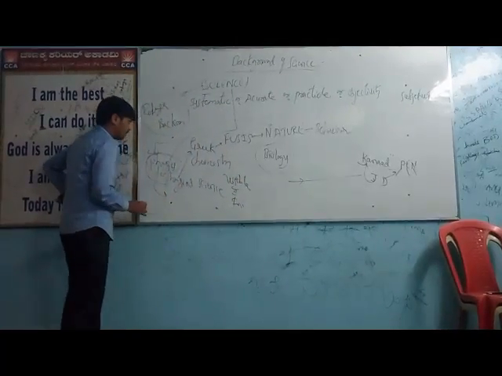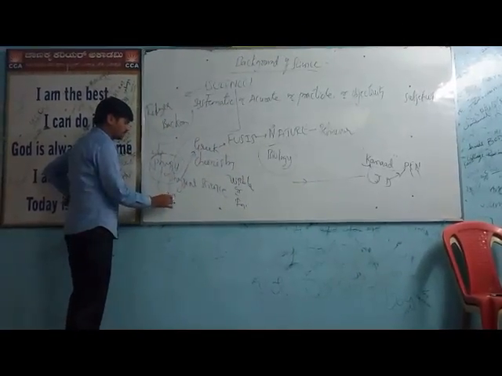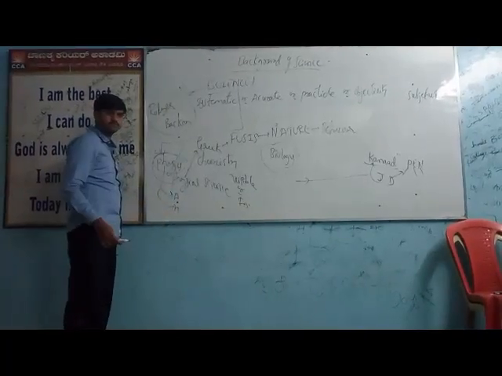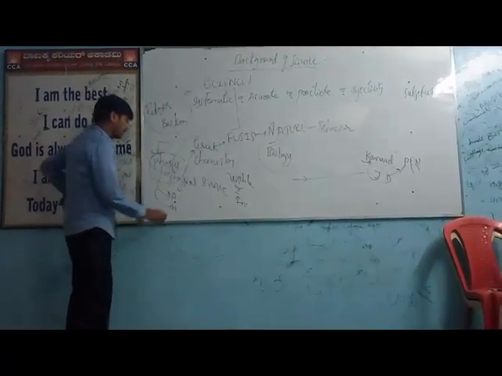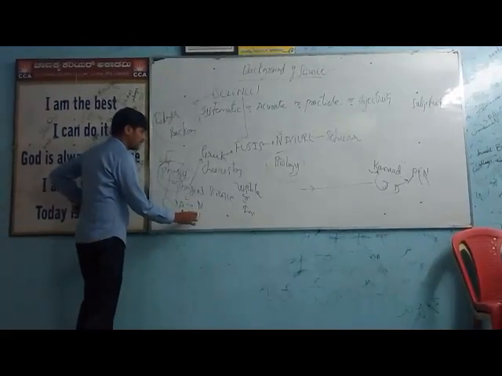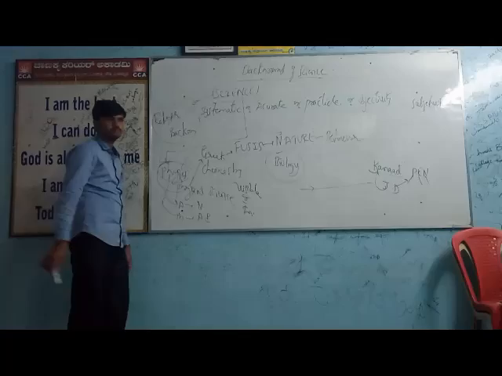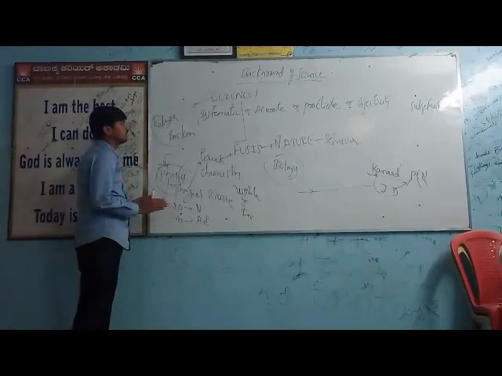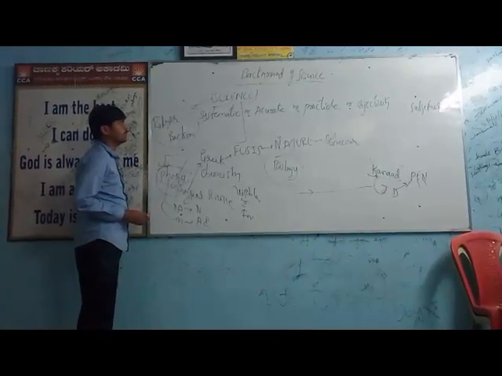Then the last one: who was the ancient father of physics, and the modern father of physics? Ancient father of physics Newton, and modern father of physics Albert Einstein. This is the brief history of background science.